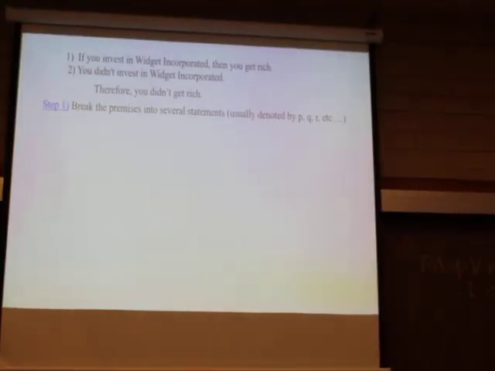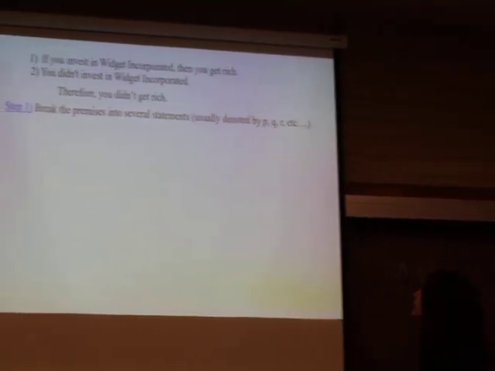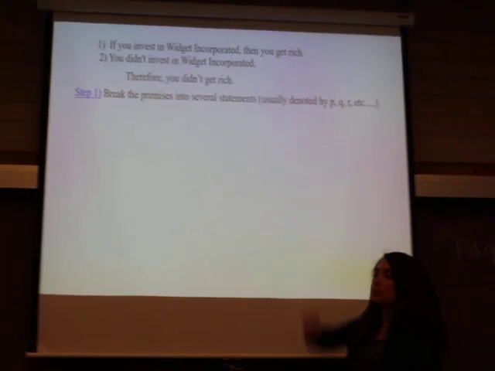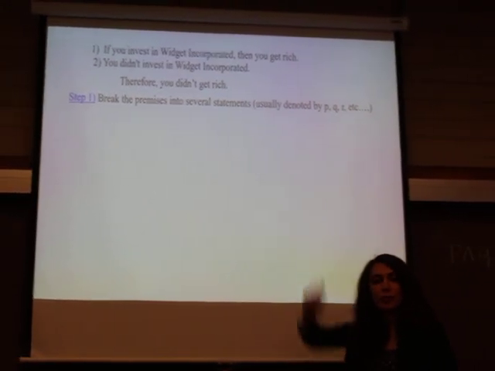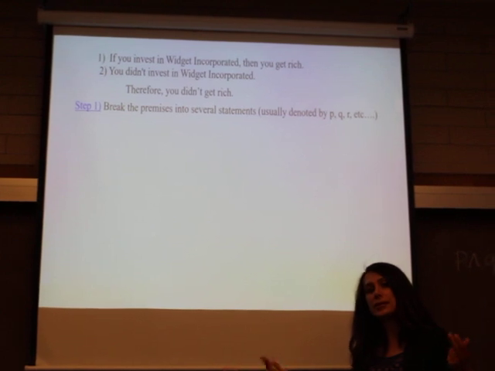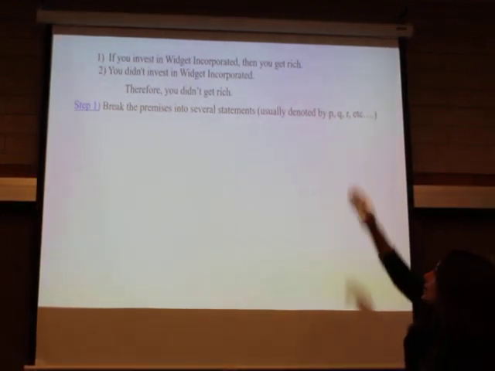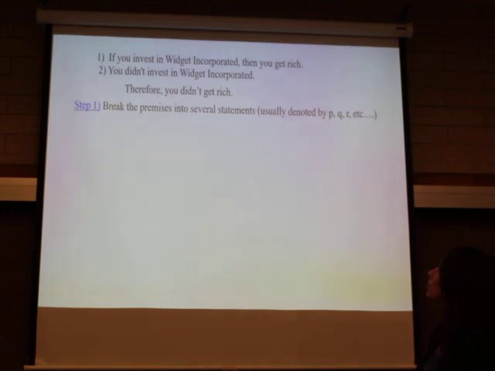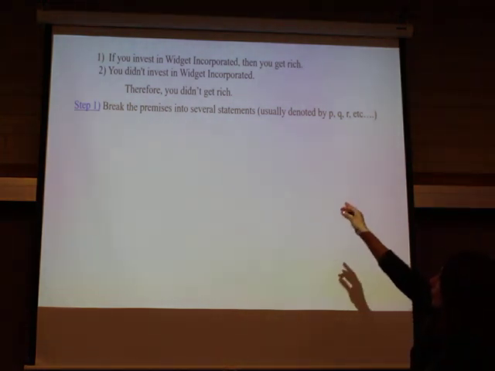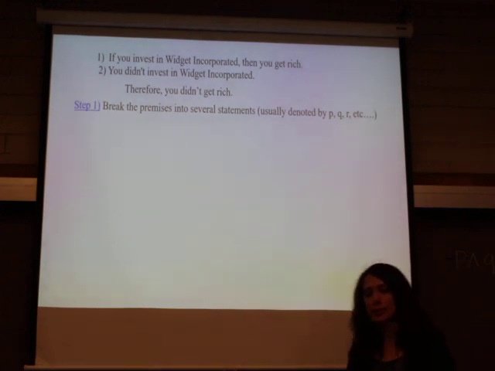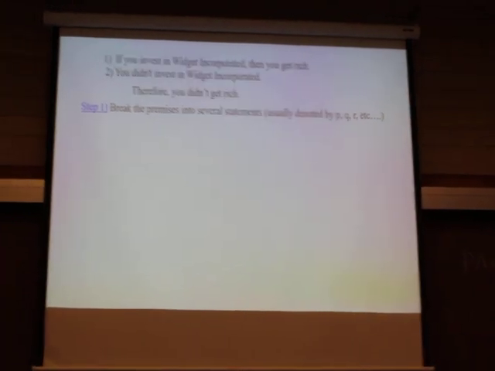Step 1, break the premises into several statements and use P, Q, and R. What does it mean? Step 1, look at the argument that you have. See how many simple statements you have in the whole argument. When you look at this example, if you invest in Widget Incorporated, then you get rich. You didn't invest, therefore you didn't get rich. I only see 2 simple statements.